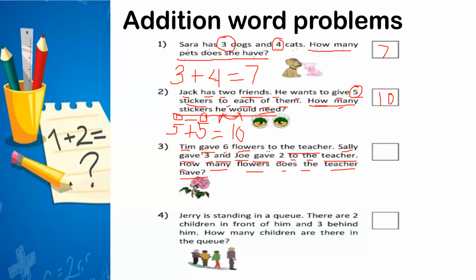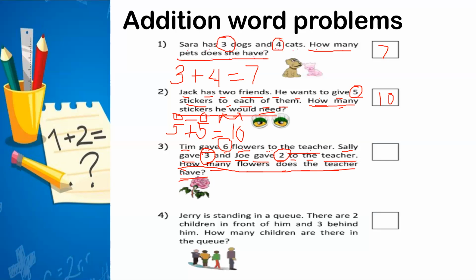Okay, so first thing, circle the numbers. You have a lot of numbers here. Okay, let's have 6. Let's have 3. And we have 2. There you go. Okay, now underline the question. How many flowers does the teacher have?